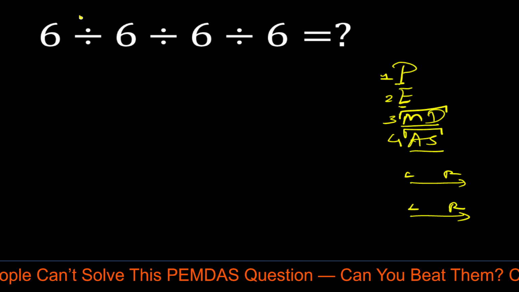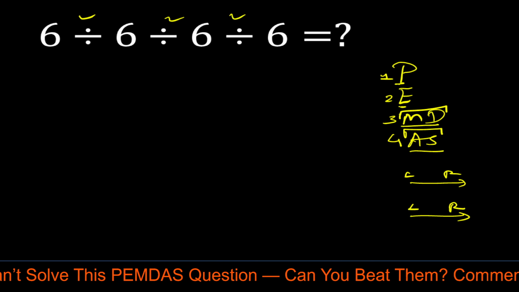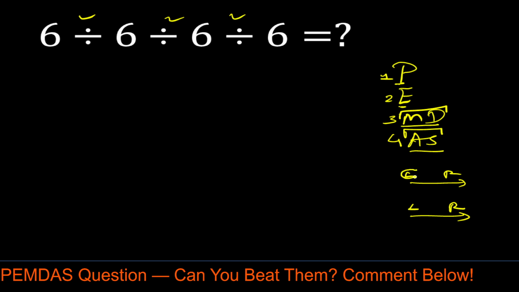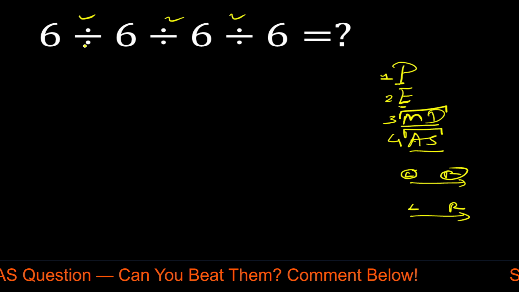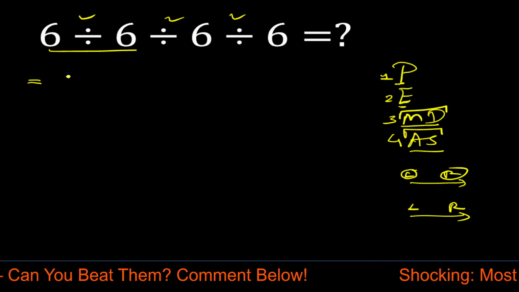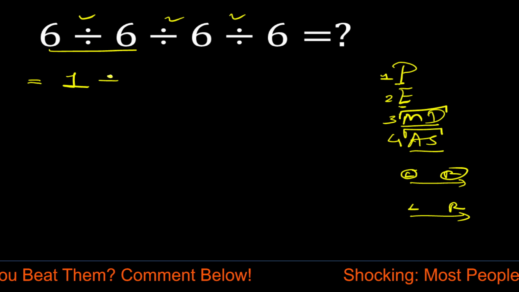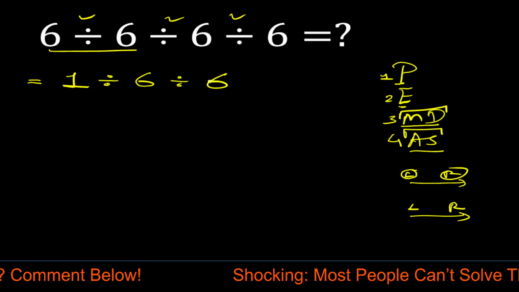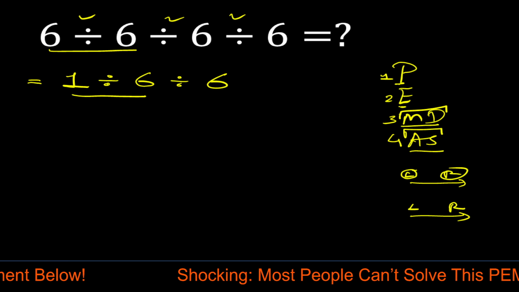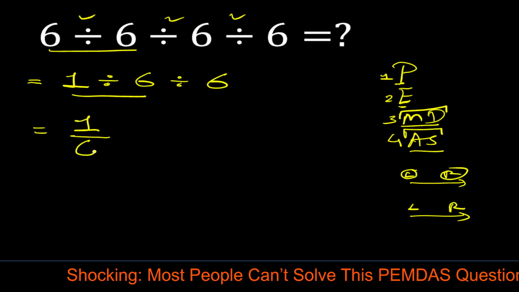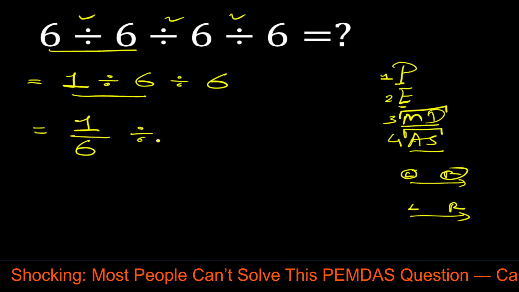So in this question here we have division, here division and here division, and all have equal priority. So we have to solve it from left to right. So first we have to solve this division, right? So 6 divided by 6 is equal to 1, divided by 6 divided by 6, right? Now 1 divided by 6 can be written as 1 upon 6 divided by 6, right?